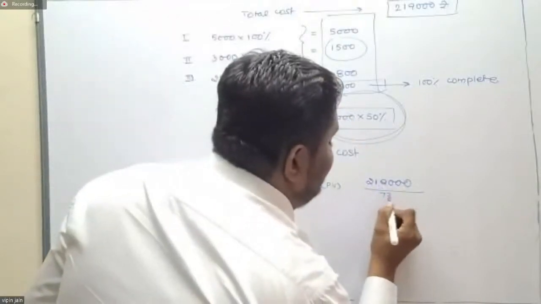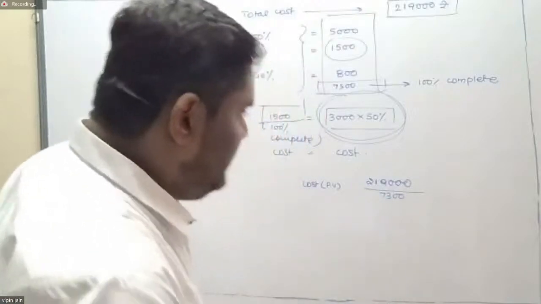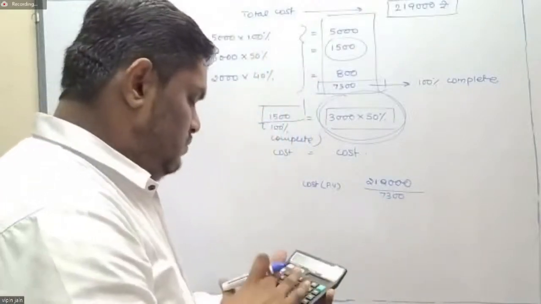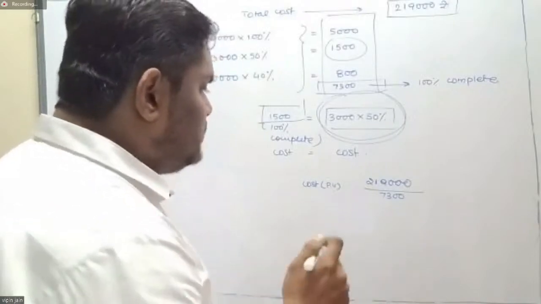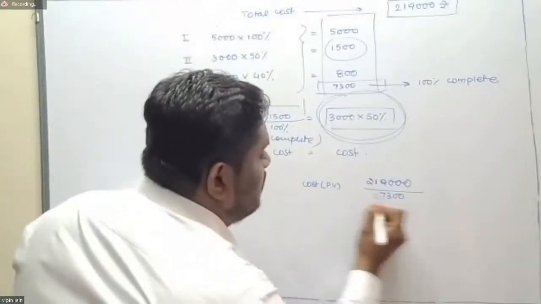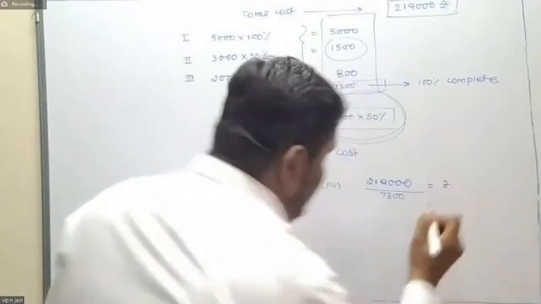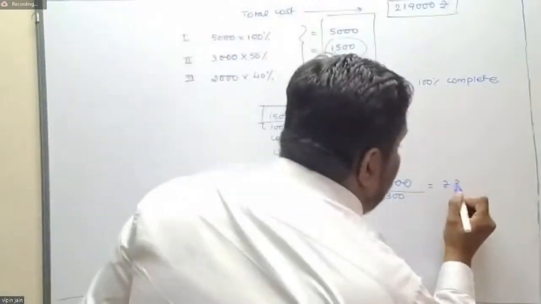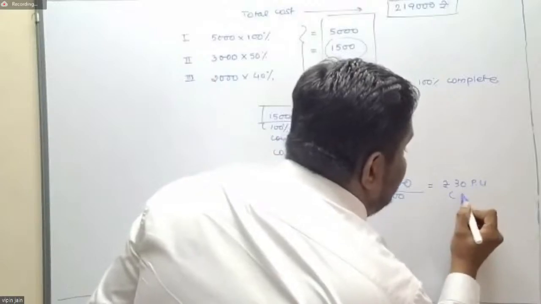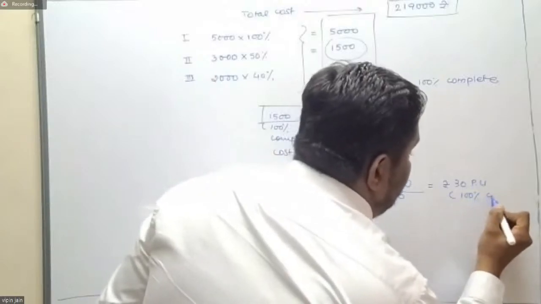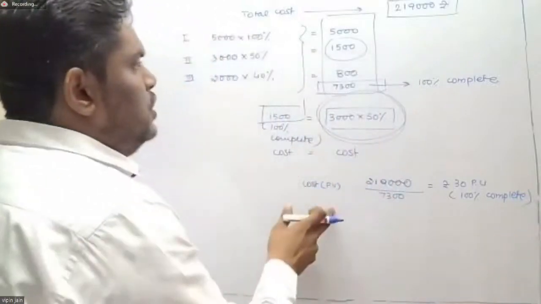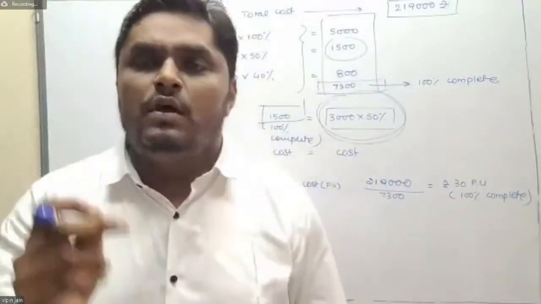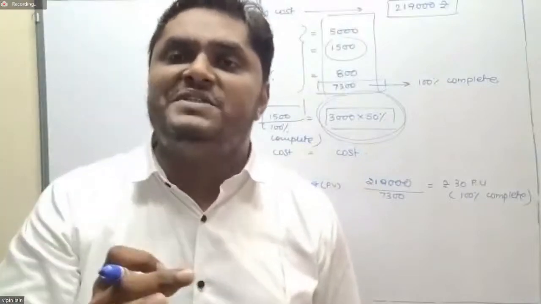Divided by 7,300 units which are 100% complete. So the cost per unit will be rupees 30 per unit for the units which are 100% complete. So now we have got the cost per unit of the units which are 100% complete.